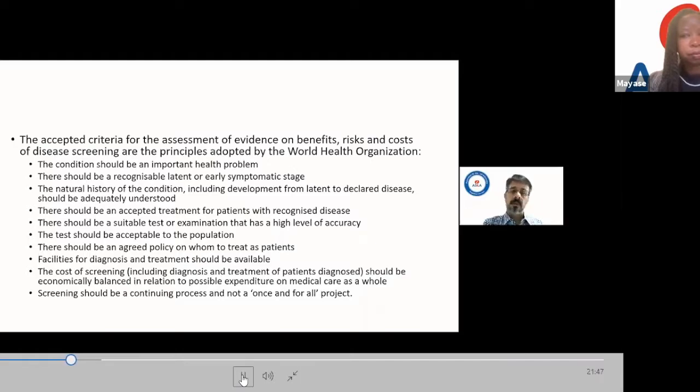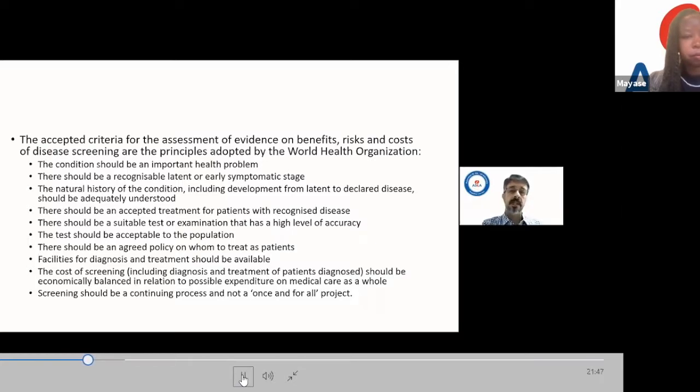The WHO also states that there should be a recognised latent or early asymptomatic stage so that you can identify patients with diseases and institute treatments prior to developing any symptoms or complications, potentially improving patients' outcome. And we'll talk a little bit about that in sickle cell disease. Similarly, the natural history of the condition should be known so that when you identify patients, you have a good idea of what's going to happen to them and what can be done.